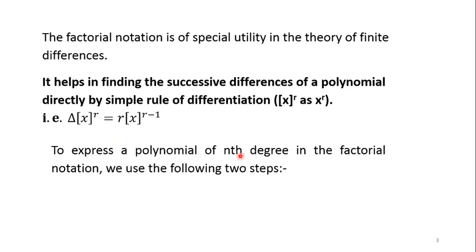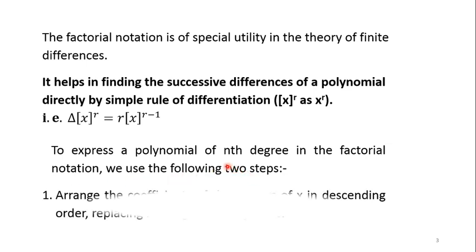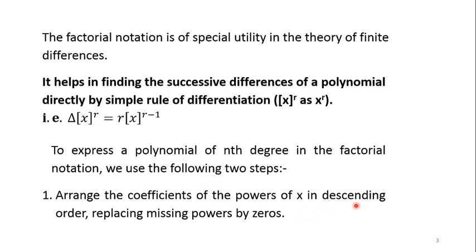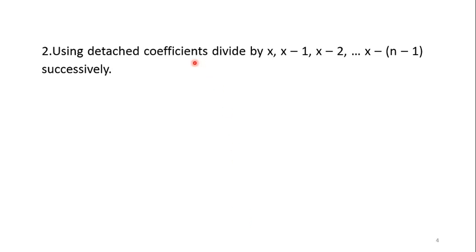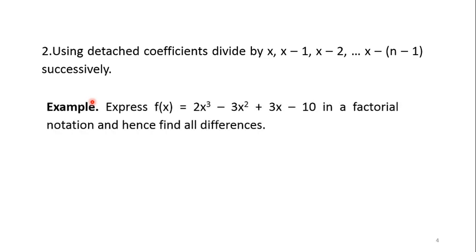To express a polynomial of nth degree in the factorial notation, we use the following two steps. Arrange the coefficients of the powers of x in descending order, replacing the missing powers by 0. Using the detached coefficients, divide successively by x, x minus 1, x minus 2, up to x minus n minus 1. Let me explain this method with an example. Express the polynomial 2x cube minus 3x square plus 3x minus 10 in factorial notation and hence find all differences.